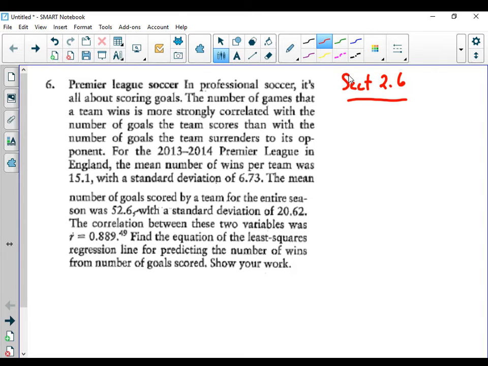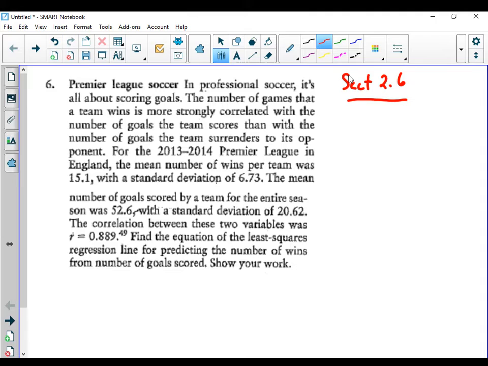It was problem number 6, the one where they talked about in professional soccer, it's all about scoring goals. They said the number of games that a team wins is more strongly correlated with the number of goals that the team scores than with the number of goals the team surrenders. So in other words, they're saying the offense was more important than the defense.